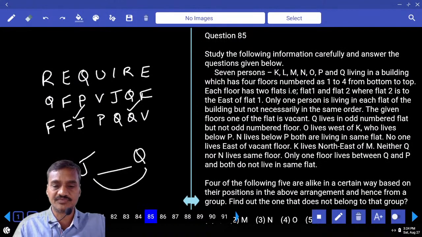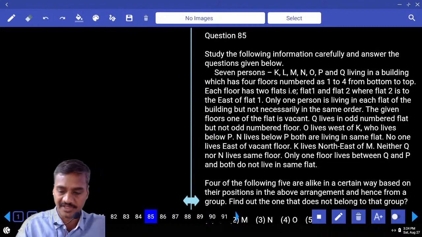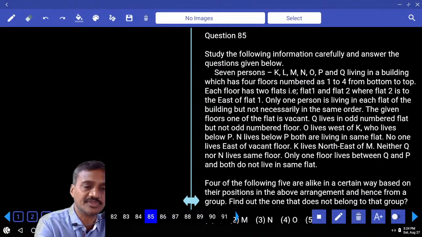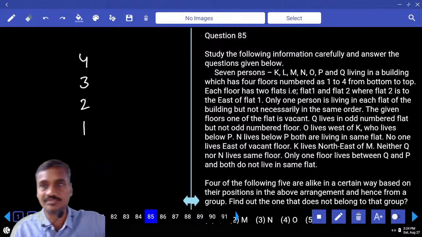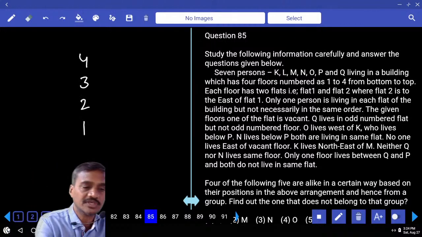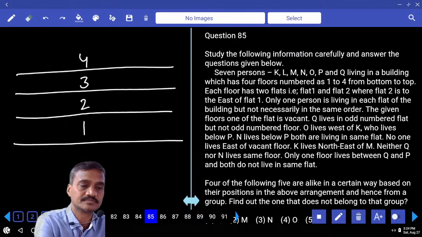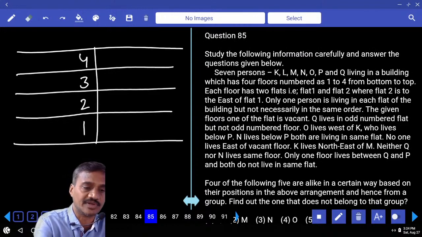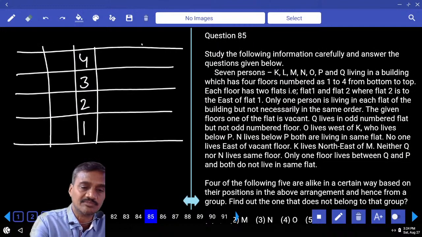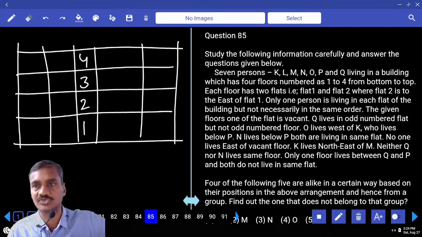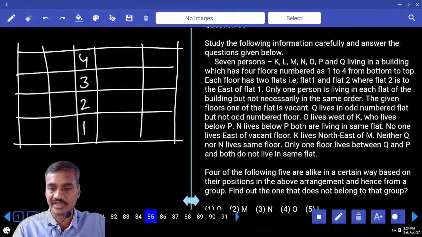Now here in this 85 onwards, it is based on floor arrangement. Now floor arrangement, how many floors are there? 4 persons living on these 4 different floors. Sorry. And 4, 3, 2, 1. There are some 7 persons living on these 4 floors. Each floor is having how many flats? Exactly 2 flats. Flat 1 is to the west of flat 2. And there are 8 flats, but there is only 7 persons, which implies that one of the flat among these 8 is vacant. And one is vacant flat.